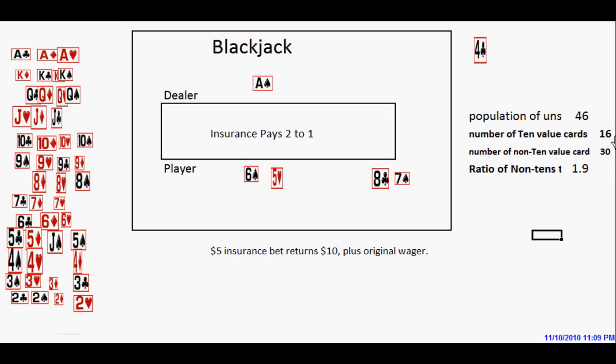There's still 16 10 value cards, but now the ratio of non-10s to 10s is only 1.9 to 1. Now it's a profitable bet. This is the effect of removal. It has altered the makeup of the deck, and it has made that a profitable bet.